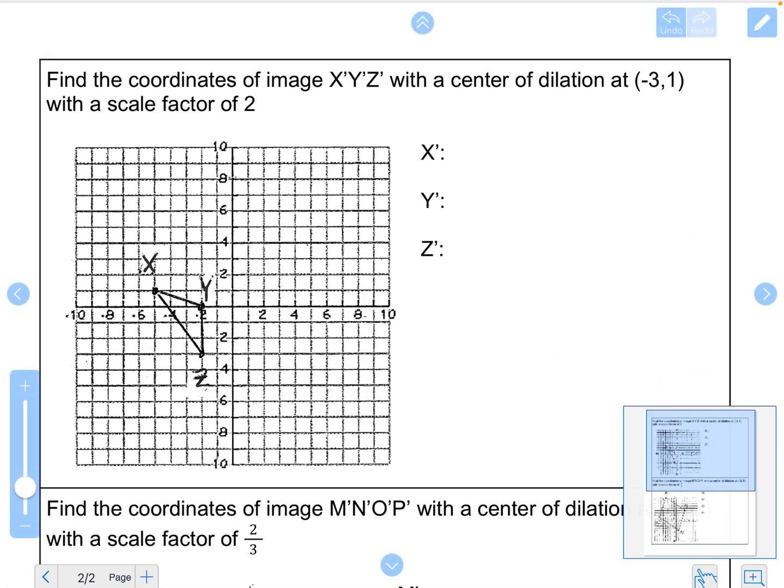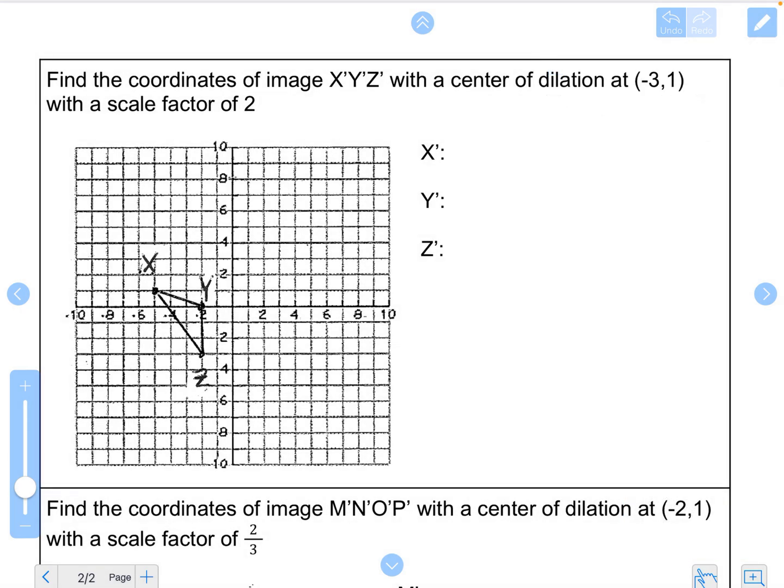All right, so again, we've got a center of dilation. The first thing I want to do is mark that center of dilation on my graph. (-3, 1). So this point right here is my center of dilation.